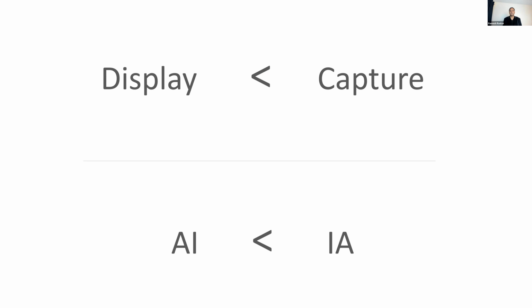So as I said, AR and VR is not just about display, it's about capture. And I would argue that capture is a much bigger opportunity than display. So we should stop obsessing about field of view, resolution, and frame rate, and so on. And also, artificial intelligence is very different from intelligence amplification. And intelligence amplification would beat AI at any moment, because in intelligence amplification, it's the synergy, the symbiosis between the human brain and a computer brain.